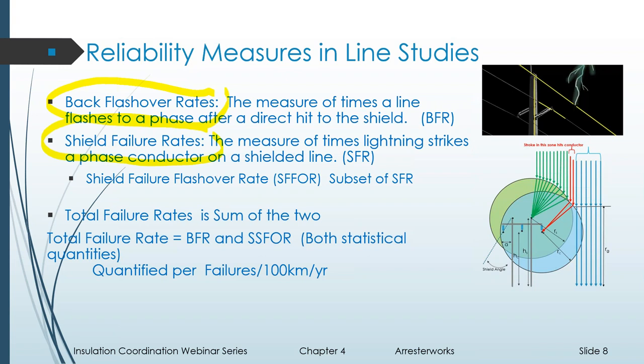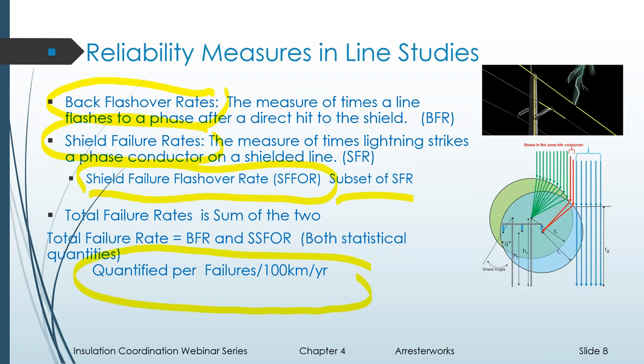And the shield failure rate also has a subset. And that is, when you have a shield failure, does it actually turn into a flashover? Sometimes if the current is low enough, it doesn't actually become a flashover. And then, of course, the overall reliability you're trying to get is, what is the failure rate per 100 kilometers per year? So if somebody says they have six outages per year and they would like to get that down to two or one or zero, then you can run a study to see what can be done.